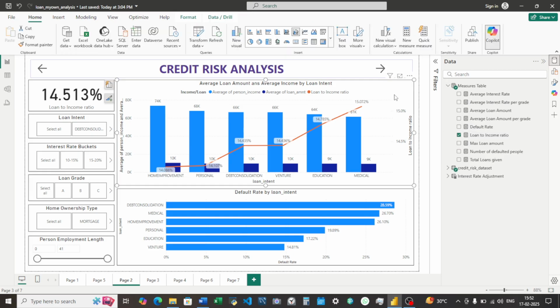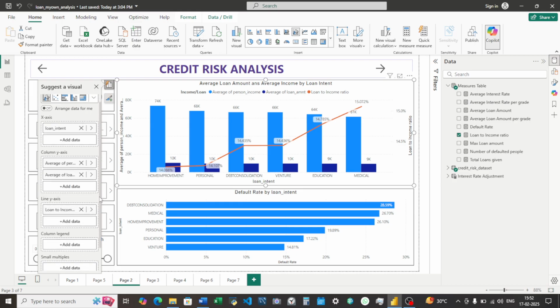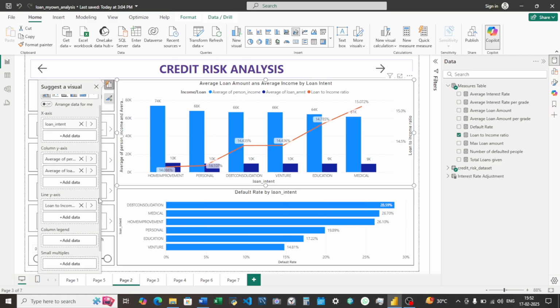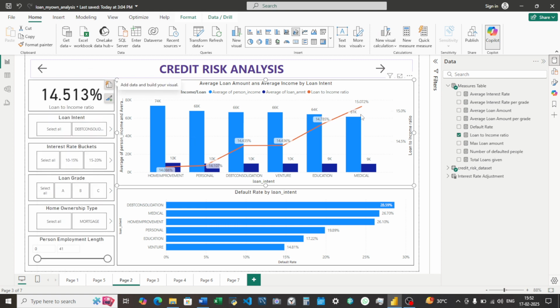and the rest of the filtering is done through the filter context itself. In this visualization, I have put the loan intent on the x-axis and the average of person income and average of loan amount on the y-axis. Then, to show the loan to income ratio in the same visual, I have used a combo chart, with a line y-axis holding the loan to income ratio. Using that, you could see that the highest loan to income ratio is for medical, followed by education, and the lowest is for home improvement.